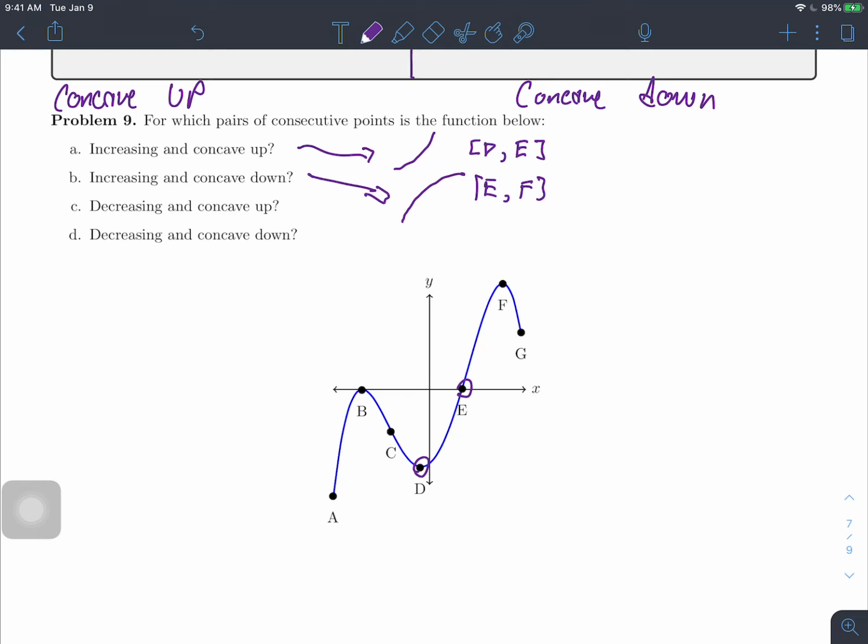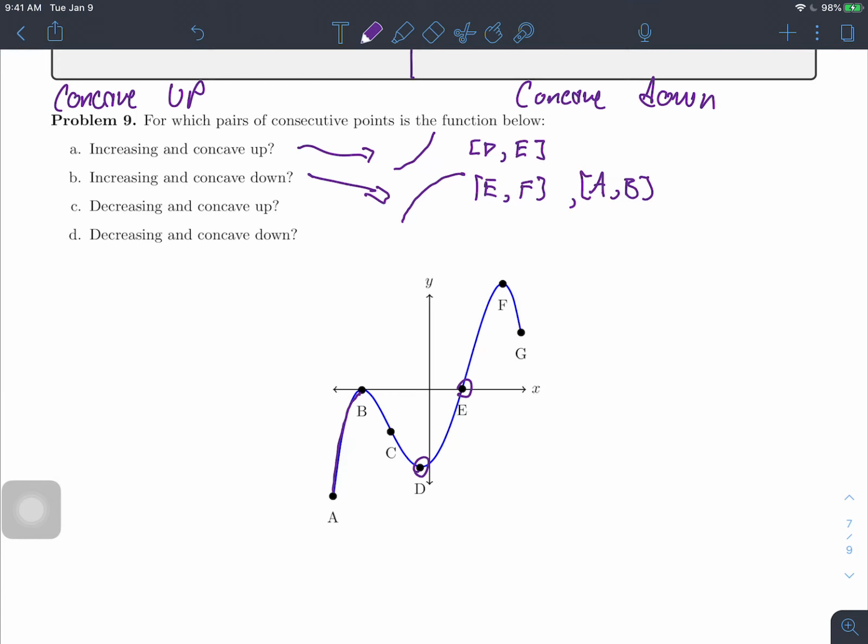Are there any other places where we are concave down but increasing? Yeah, A to B. Right here, we are increasing and bending downwards. So I'll just separate my two intervals by a comma, just like I would in a list of things. Okay, anywhere else? I think that's it. How about decreasing and concave up?